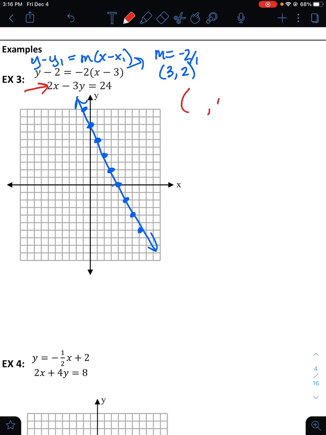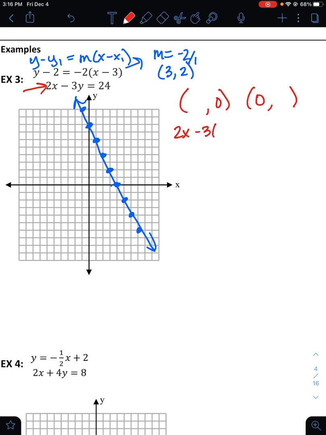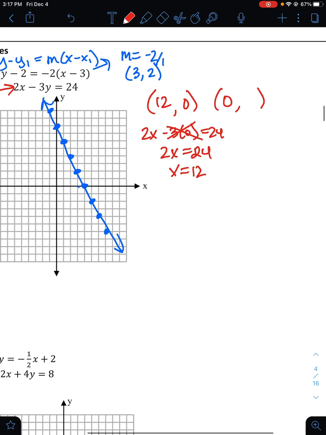So let's do a number, comma, 0, 0, comma, a number. So if I plug 0 in for y, I have 2x. Now, when you plug in 0 for y, you can write -3 times 0, or you can just skip that step and go straight to 2x equals 24, divide by 2, and I get 12. Okay. Now, that might be a little tricky to graph, but let's go ahead and leave it for now.